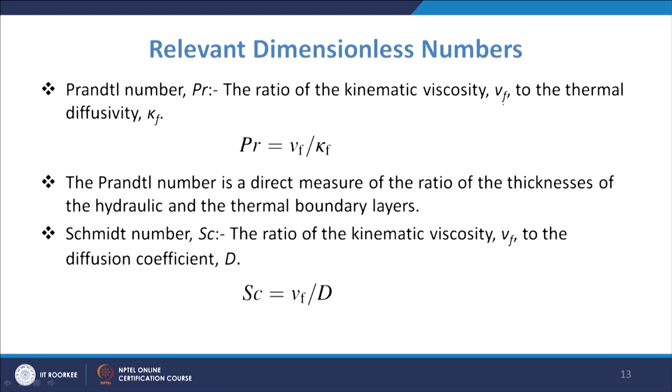You have another relevant dimensionless number, that is your Schmidt number Sc, and this Schmidt number is the ratio of the kinematic viscosity to the diffusion coefficient d. We have already seen it earlier also. So, in that case also you take the ratio. Many a times we have the turbulent Schmidt number and all that. So, this basically talks about the ratio of the kinematic viscosity nu f to the diffusion coefficient d, and this is the Schmidt number.